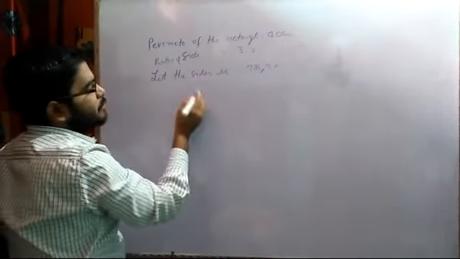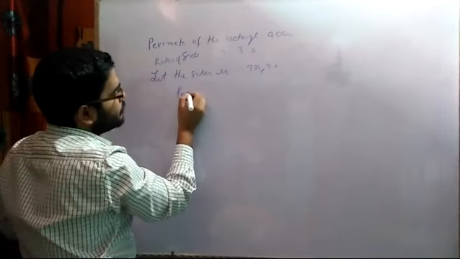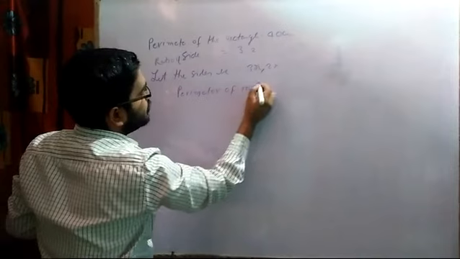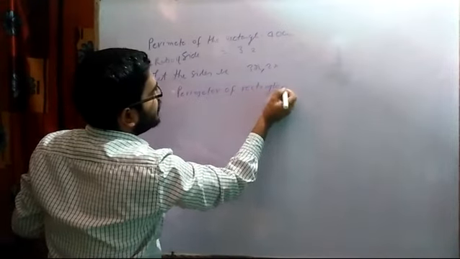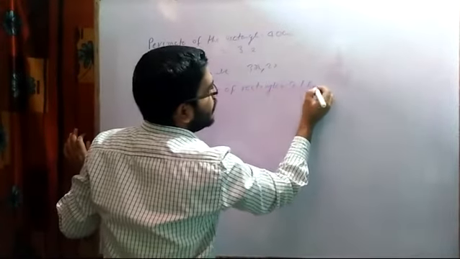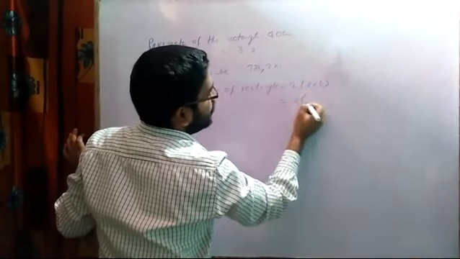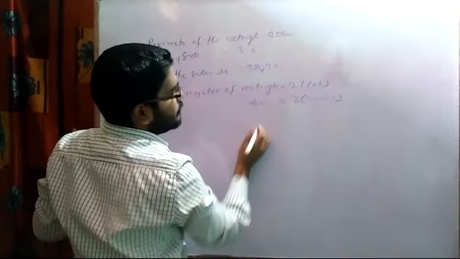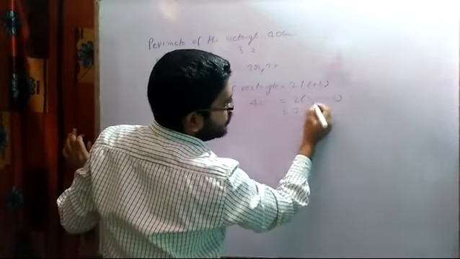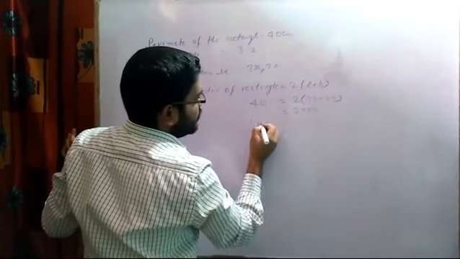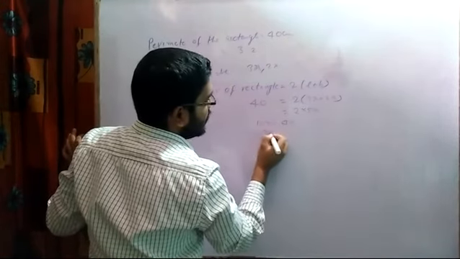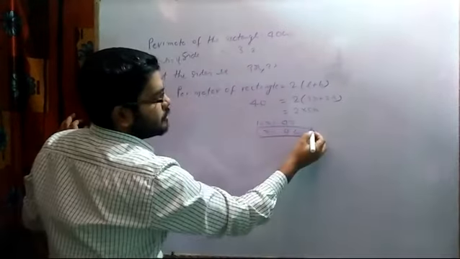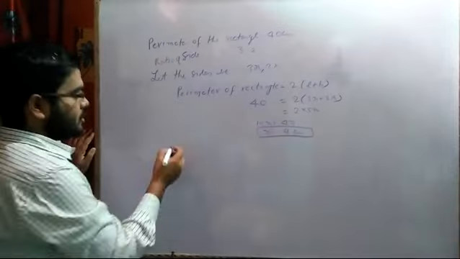Now perimeter is given. Perimeter of rectangle is equal to 2 into (L plus B). So 2 into (3x plus 2x) is equal to 40. So I can write this as 2 into 5x, that means 10x is equal to 40. x is equal to 4 centimeter. Yes or no? If we divide and simplify, x is equal to 4 centimeter.